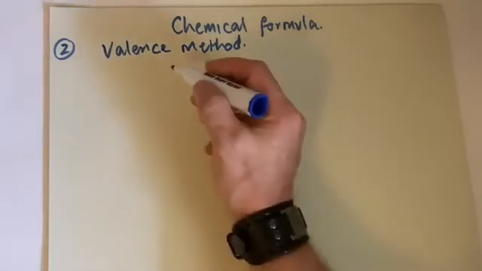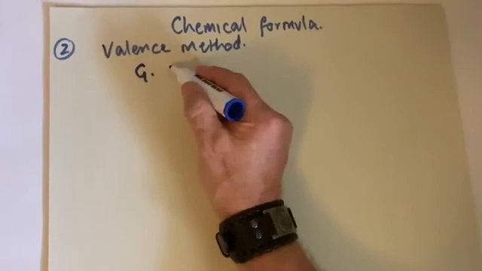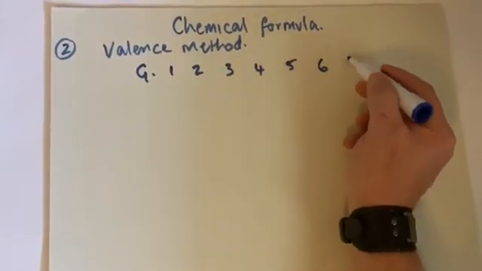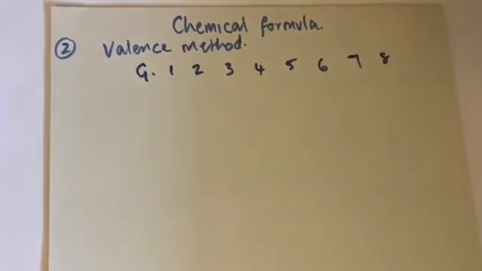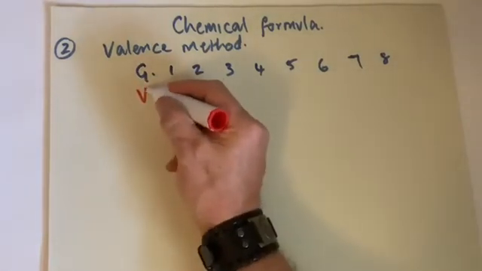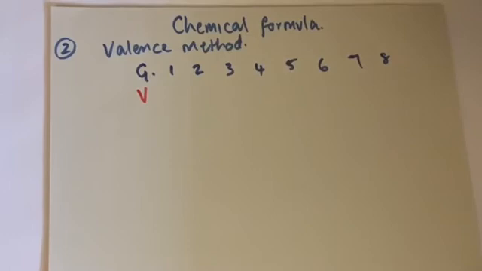If you look at the group number, so we have group 1, 2, 3, 4, 5, 6, 7 and 8, that tells you the number of electrons that's present in their outer shell. But that doesn't tell you how many bonds it can make. Elements like to have a full outer shell. So the valence number tells you how many it needs to get or lose to gain a full outer shell.